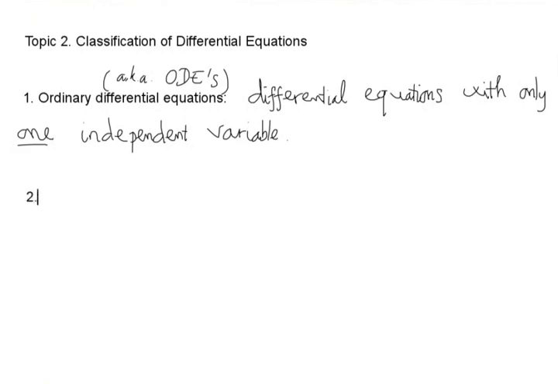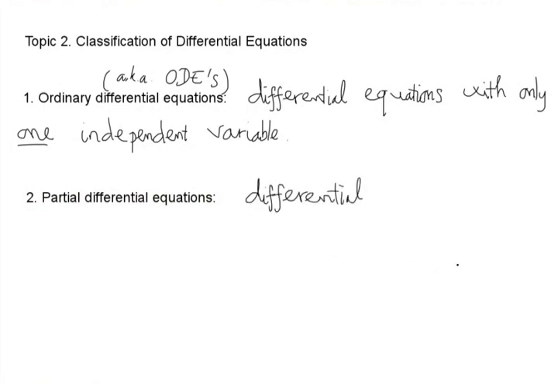The second type of differential equations are partial differential equations. You may be able to guess what these equations are. They are differential equations with two or more independent variables.